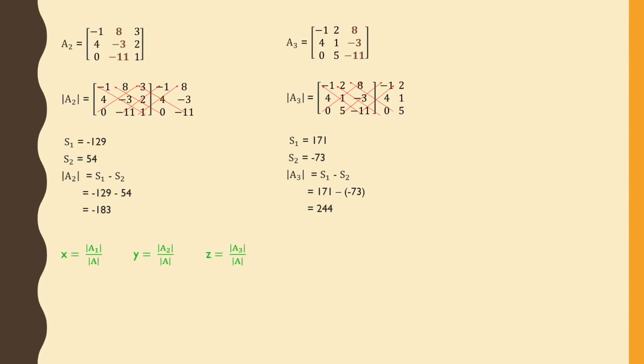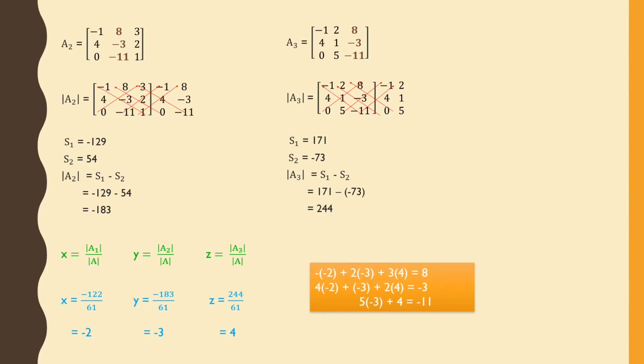As you can see in the formula here, to find x, determinant of A1 need to be divided with determinant of A. Y equals to determinant of A2 divided by determinant of A. And Z equals to determinant of A3 divided by determinant of A. Just substitute the value in the formula and we'll get the answers. If we are not sure with our answer, do not worry. We can actually check by substituting the value back into the original equation. See, we obtained the correct answers.